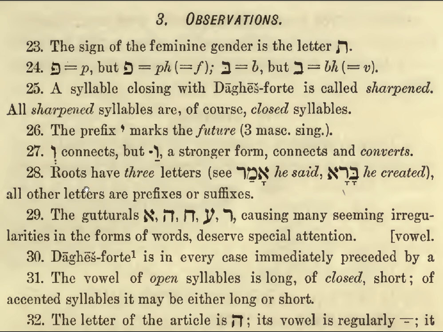Hebrew roots generally, not always, but a general rule, have three letters. So amar, he said, bara, he created. And all the other letters around the root are going to be prefixes in front or suffixes at the end. The gutturals, which are pronounced in the throat, or further back, resh, aleph, hey, het, and the ayin, and the aleph, which is the glottal stop, causing many irregularities in the forms of words, deserve our special attention, and we will be paying close attention to these letters and the effect they have on the vowels that are around them.